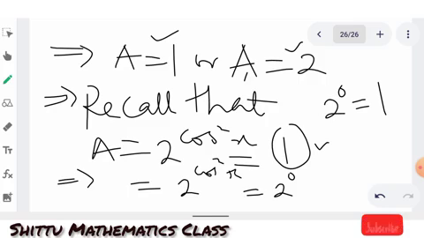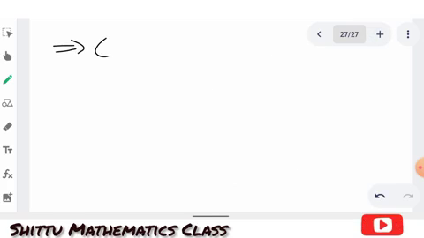Do you understand now? So from here, you can see that since the bases are equal, we can have the exponent also to be equal. That is cos square x to be equals to 0, because the bases are equal. Do you understand now? So now we can have cos square x to be equals to 0. Are you getting it now?